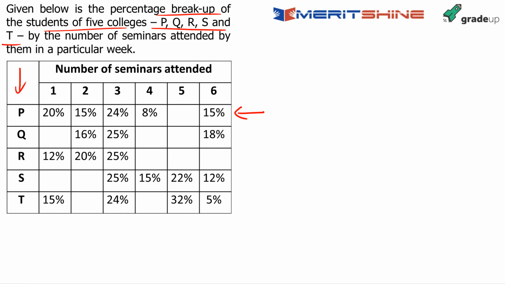For example, if you look at P here, this 20% means of the total students of P, 20% attended 1 seminar, 15% attended 2 seminars, 24% 3, 4 is 8%, and 6 seminars 15%, and this data is missing for number 5. Now it's not very clear from the data set if there are some people who did not attend any seminar or who attended 7 seminars, but we are not concerned because we are only concerned with what is given to us, what is being asked to us in the actual question.